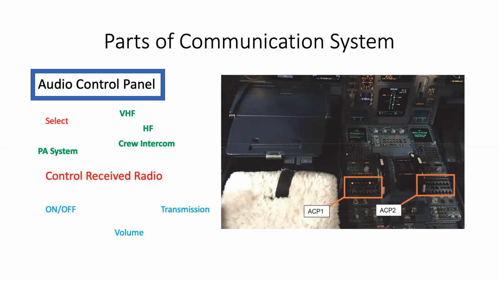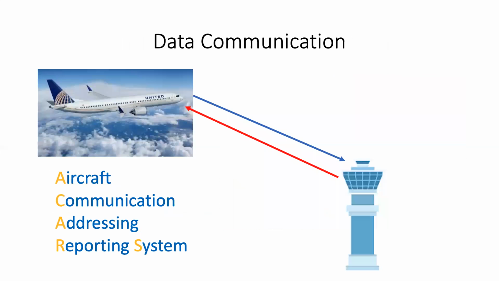Now we're going to be taking a look at how data communication takes place on the aircraft. In most modern aircraft, ACARS is installed, which stands for Aircraft Communication Addressing and Reporting System. This is responsible for receiving and transmitting data from the aircraft. The ACARS provides a digital data link for the aircraft that is used to send specific information to different stations on the ground.